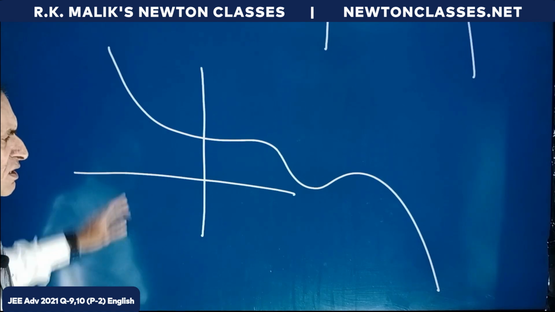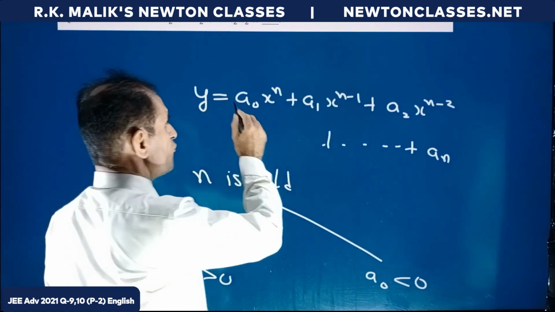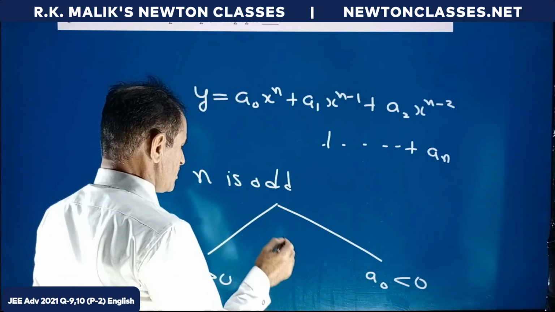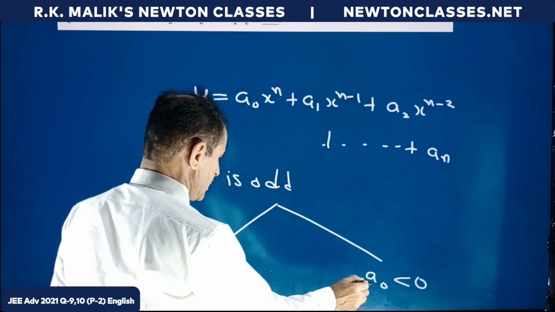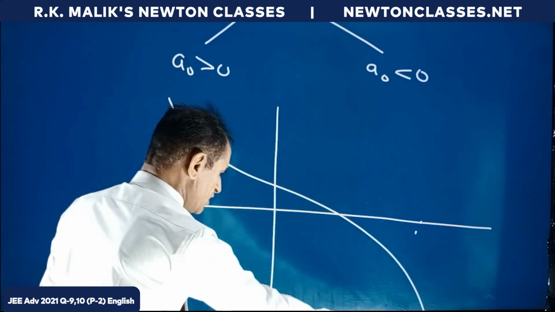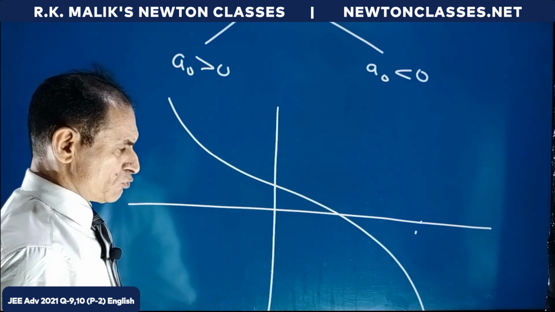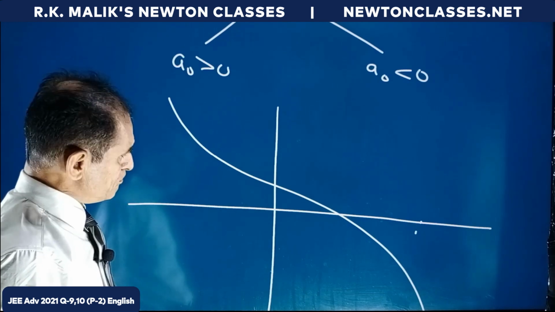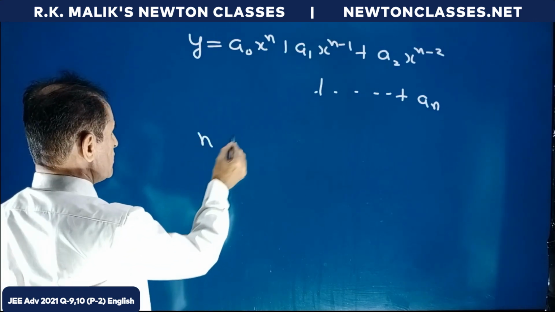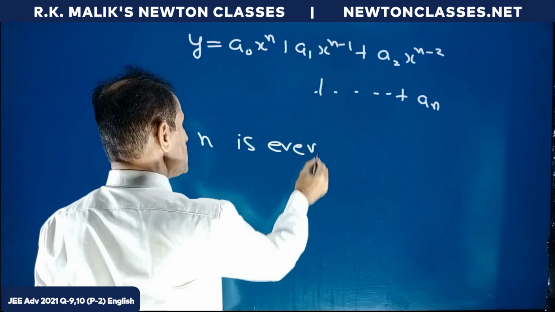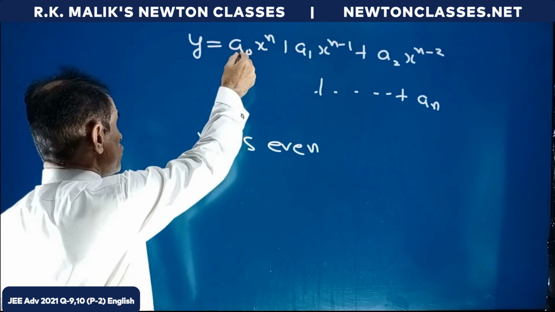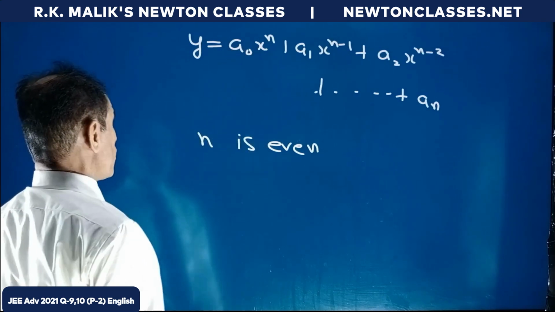Which graph will be there depends upon the values of the coefficients. But the main thing will always be there. In the case of n odd and a0 negative, the graph will come from up and finally go down. You have to note it for every polynomial equation. This is valid. And second case, if n is even.